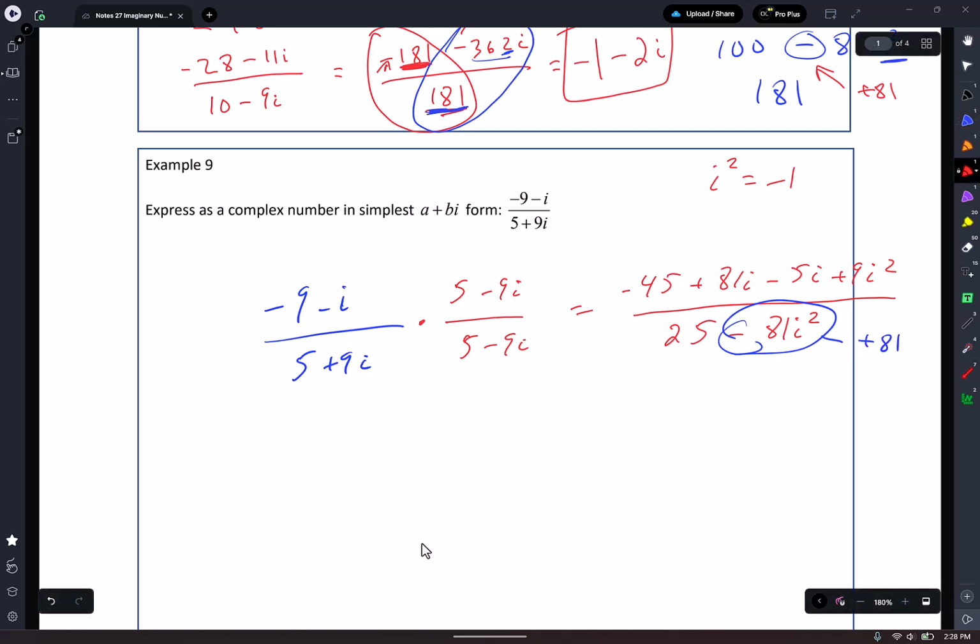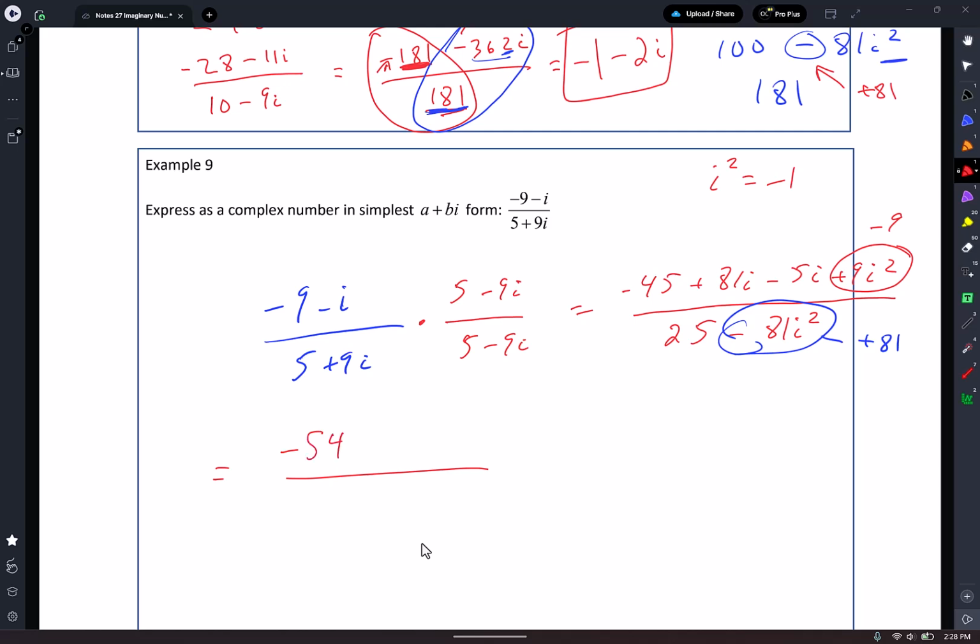I guess let's do the numerator first. I see this guy right here, that's going to be a negative 9. So 45 minus 9. 45, 55, negative 54. And then 81 minus 5. What's that? 76. I should have put the i in there. And then 25 plus 81, 81, 91, 101, 106. I see a 106.